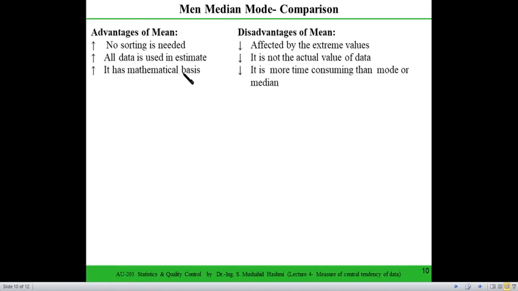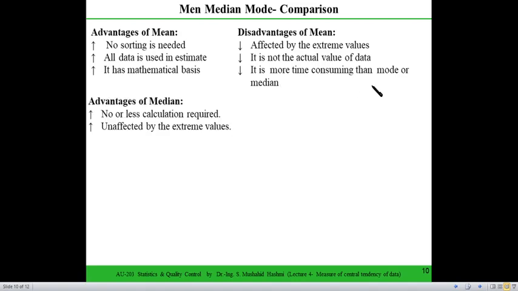And since mathematically you need to add them, if it's not 10 observations but a large number of observations, then compared with the mode and median, it is more time consuming. Whereas in the median you need no mathematics, you don't need any calculation, and we have learned that one of the biggest advantages of the median is that it is unaffected by the extreme values.